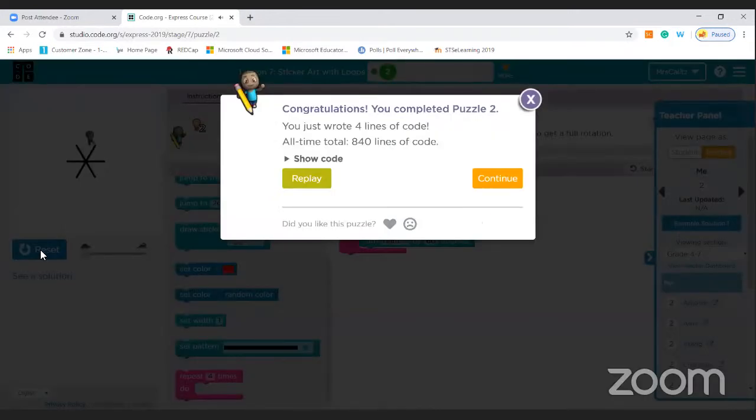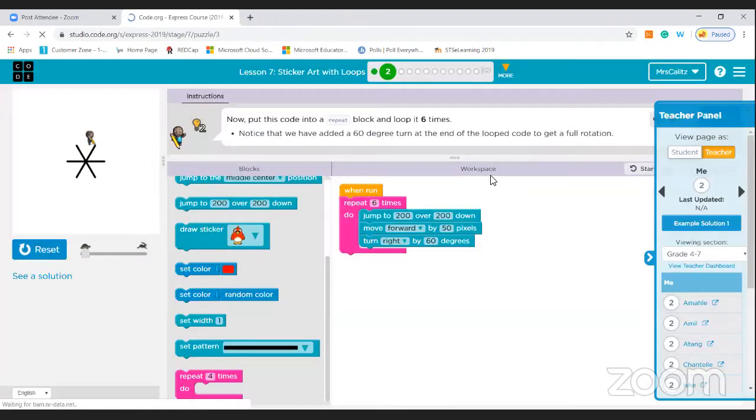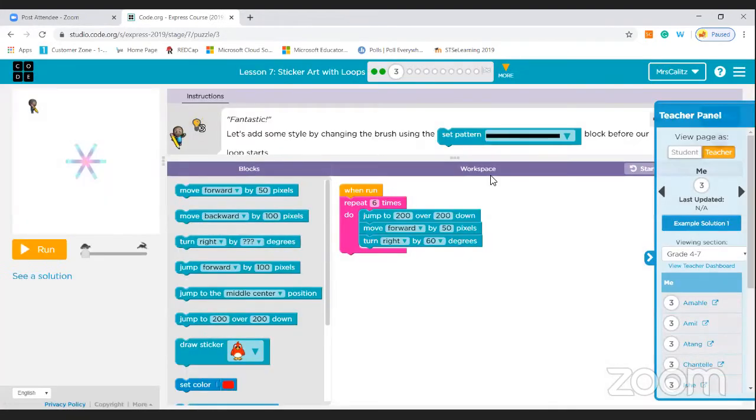Okay, cool. So we are going to go on to the next puzzle. Well done, everyone, and thanks for your help, Amu, Gao, and Jonah. Now, let's add some style changing the brush using the set pattern loop.